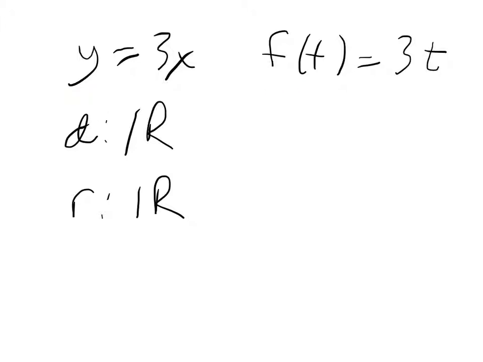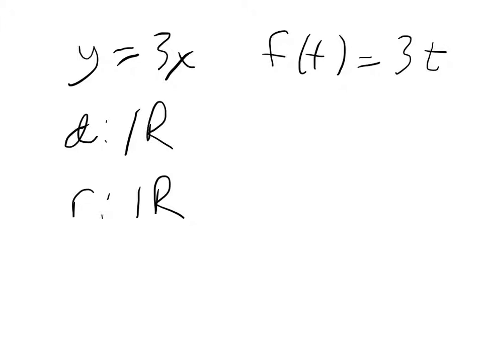Y is simply the output, and our rule is the tripling rule. We take any input x, we triple it, and we get an output. And we would say that y is a function of x such that y is the tripling function. It takes an input of x and triples it. We can also refer to this function as a function of t being 3t, and I would say f of t equals 3t.